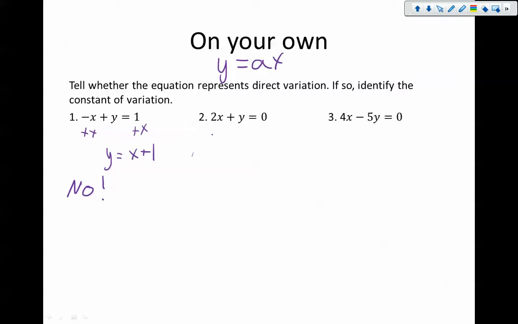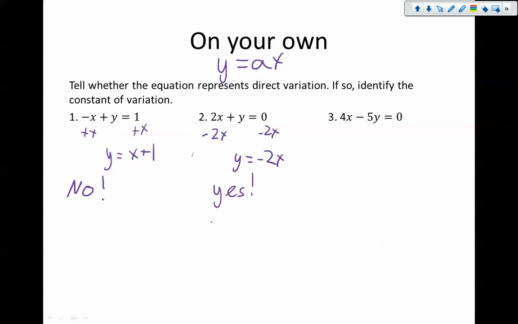Again, I got to solve for y. Subtract 2x from both sides. I get y equals negative 2x plus 0, but it's plus 0, so I'm not going to write it. Is this direct variation? Yes, right? It's got this y equals ax thing. So this is direct variation.